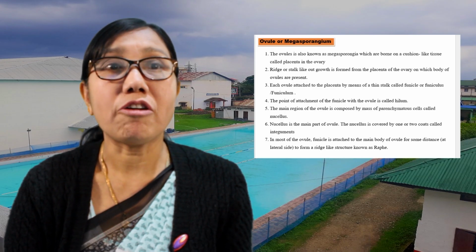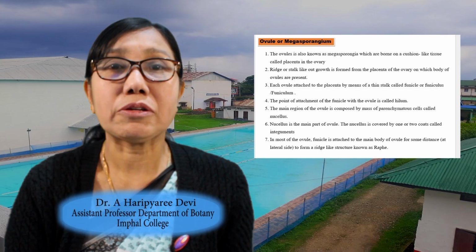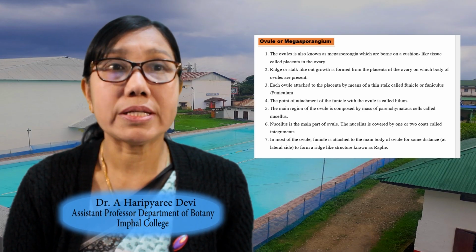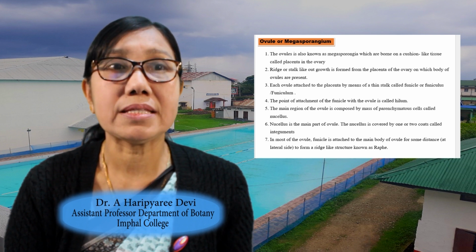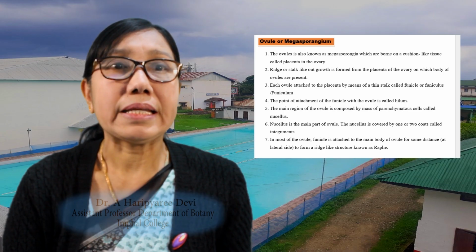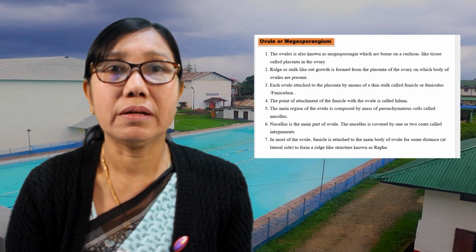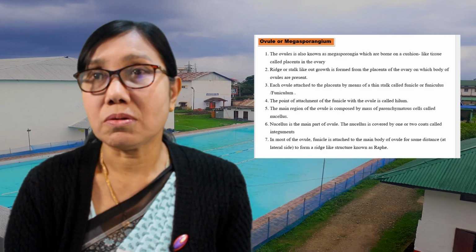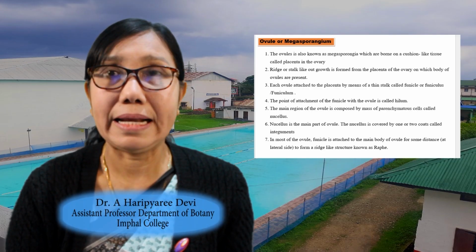Let's discuss. The ovule is also known as the megasporangium, which is borne on the cushion-like tissue called the placenta in the ovary. A stalk-like outgrowth is formed from the placenta of the ovary, on which the ovules are present. Each ovule is attached to the placenta by means of a thin stalk called the funicle, funiculus or funiculum. The point of attachment of the funicle with the ovule is called the hilum.